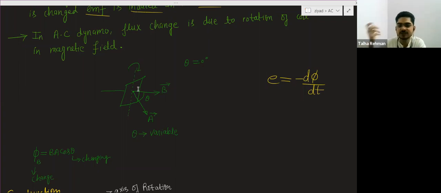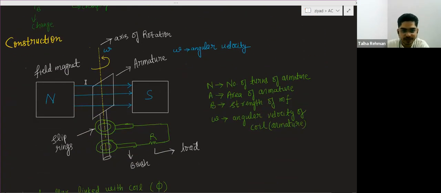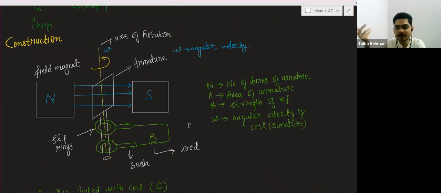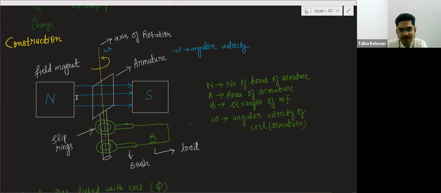What is the construction of the AC generator? So the construction is this. Basically, these are the field magnets. And what is the work of the magnets? To produce the magnetic field. So basically, due to these magnets, this is the magnetic field in this direction. These are representing the magnetic field lines, and here is your coil.